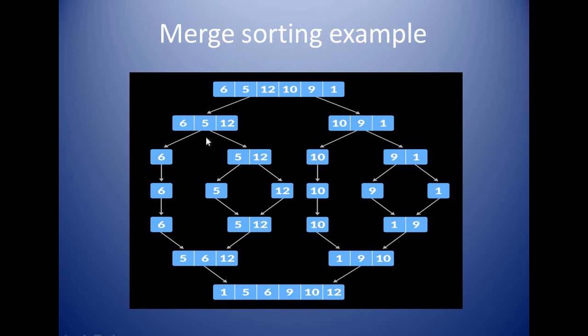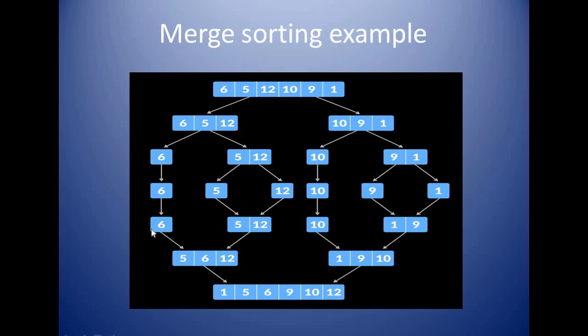Again these three elements are subdivided into modules. So 6 is on the left hand side and 5 and 12 will be on the right hand side. Here the same procedure: 10 is on the left hand side and 9 and 1 on the right hand side. Again we can't divide the left hand side element, so we put it as 6. This 5 and 12 on the right hand side is subdivided into 5 as one element, 12 as one element. Same, 10 we can't change anything on the left hand side. So 9 is subdivided into a separate element and 1 is subdivided into a separate element.